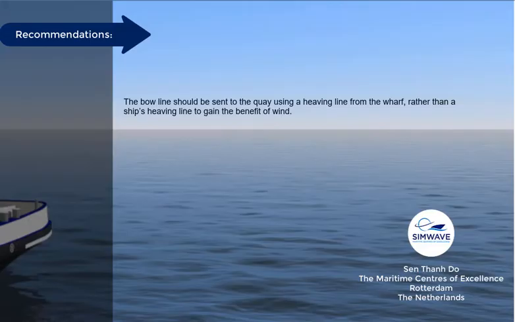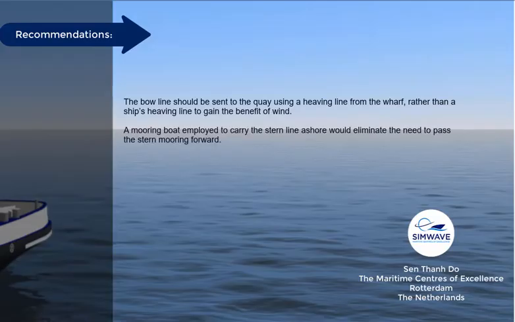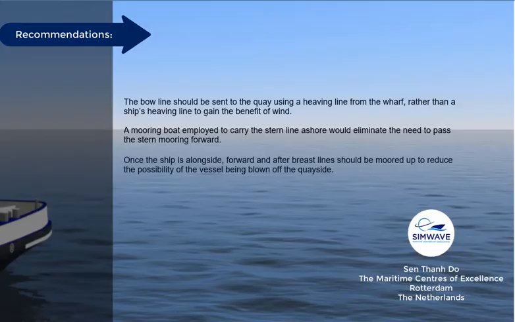The bowline should be sent to the quay using a heaving line from the wharf, rather than a ship's heaving line, to gain the benefit of wind. A mooring boat employed to carry the stern line ashore would eliminate the need to pass the stern mooring forward. Once the ship is alongside, forward and aft abreast lines should be moored up to reduce the possibility of the vessel being blown off the quayside.